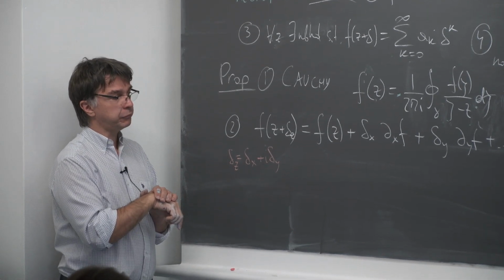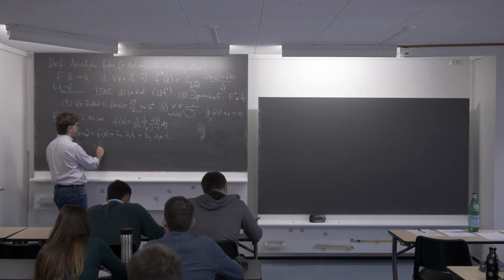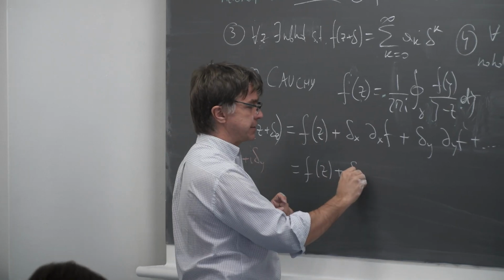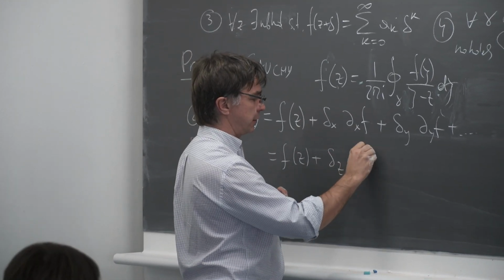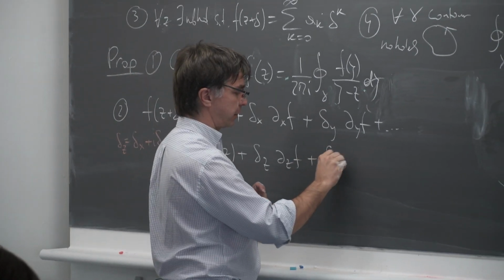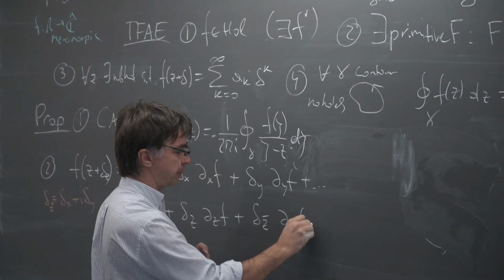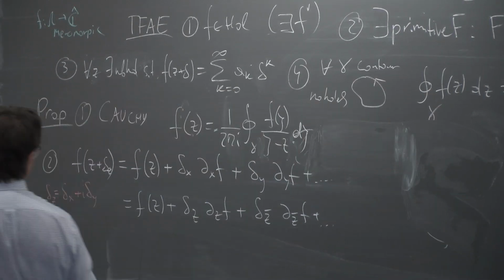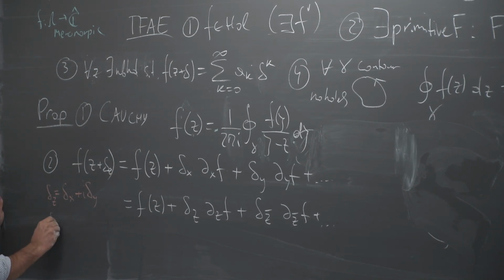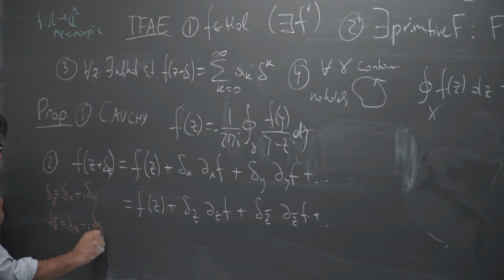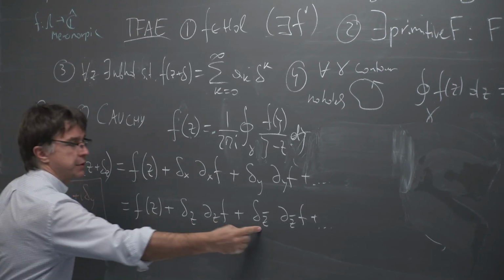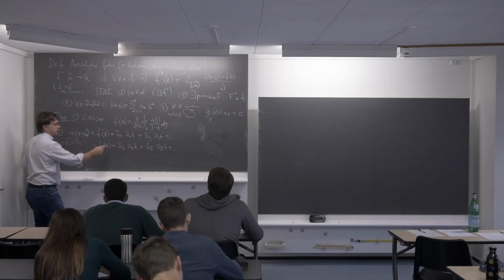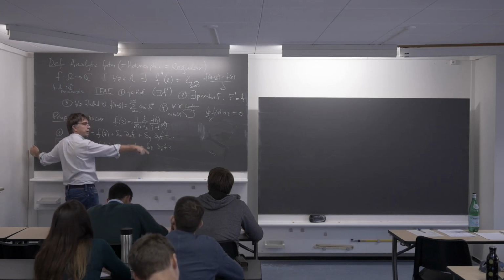Now we can also rewrite it in terms of delta z times dz f and delta z bar times dz bar f, where delta z is this, and delta z bar is just delta x minus i delta y. So it's these two things. It's clear that there is a linear relation between delta z, delta z bar and delta x, delta y. So if I have a formula with them, I can rewrite it into this one and the other way around.